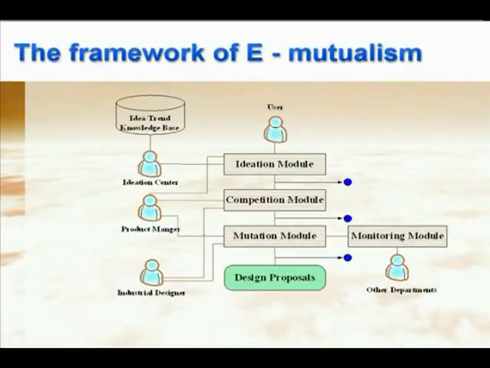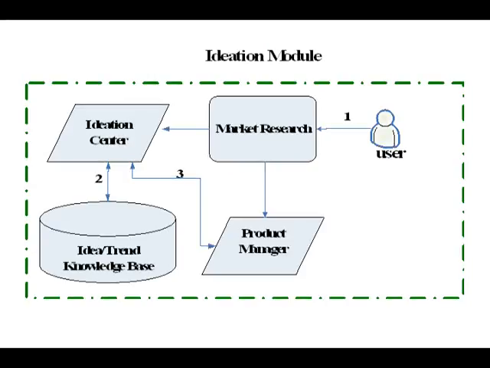There are 4 modules in E-mutualism: the ideation module, competition module, mutation module, and monitoring module. The first module is the ideation module. The design company decides which ideas could be involved in the product design. There are several idea concepts within the mobile phone. In this module, we calculate the adoption rate of each idea.